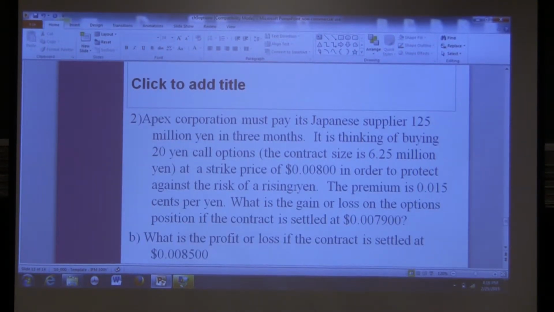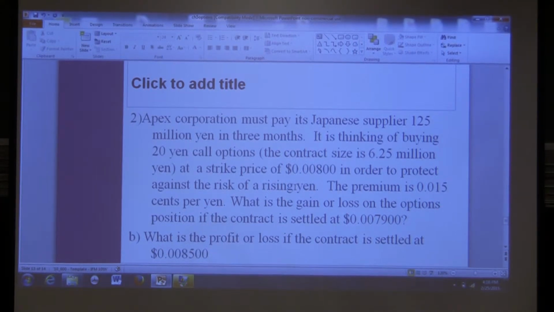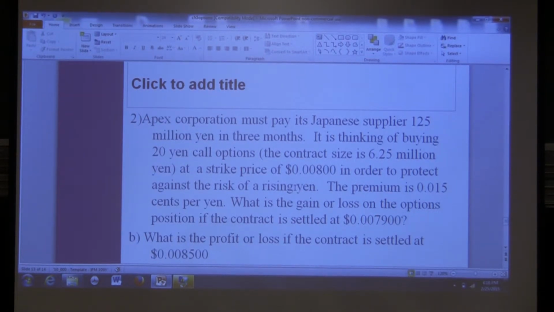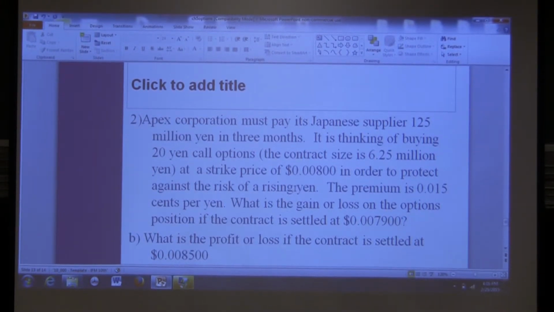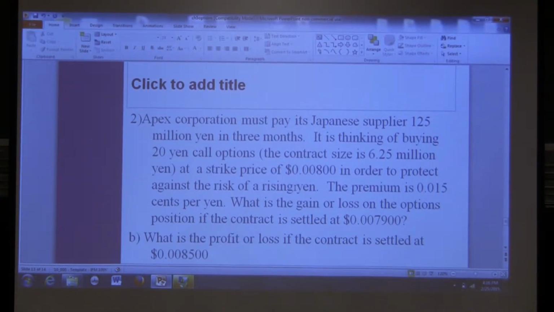Okay, so the next one: Apex Corporation must pay its Japanese supplier 125 million yen in 3 months. It is thinking of buying 20 yen call options. The contract size is 6.25 million at a strike price of 0.0080 in order to protect against the risk of a rising yen. The premium is 0.015 cents per yen. What is the gain or loss on the options position if the contract is settled at 0.0079? What is the profit and loss if the contract is settled at 0.0085? So they give you 2 numbers. You want to figure out the profit or loss.